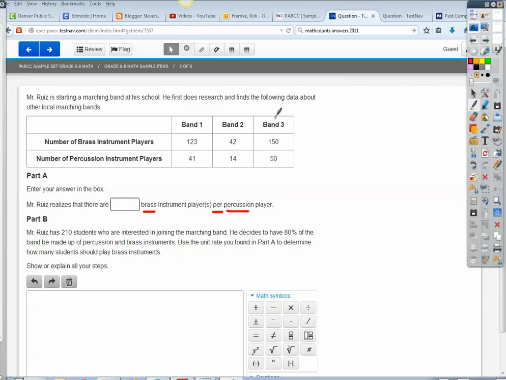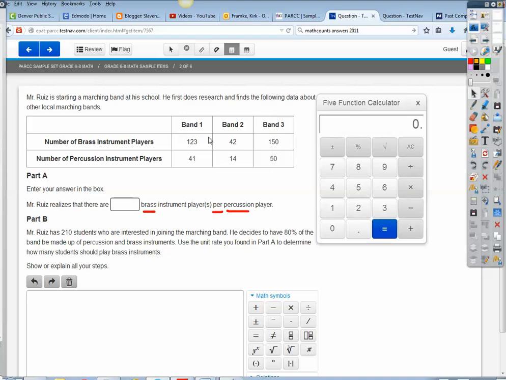So I'm going to be totally lame. And oh my goodness, there's a calculator here. So I can click the calculator, and let's just go ahead and divide it. 123 divided by 41, and that's 3. Well, let's see if that happens again with band 2. 42 divided by 14 is 3 again. Finally, 150 divided by 50 is equal to 3. I'm pretty sure at this point that this has to be 3. And it makes sense. So for every 3 brass players, I only have 1 percussion player. So moving on to part B.